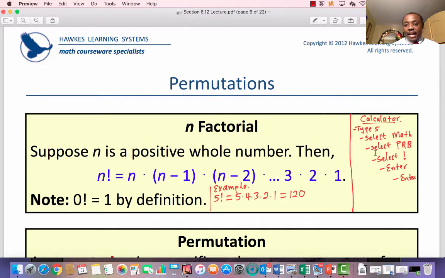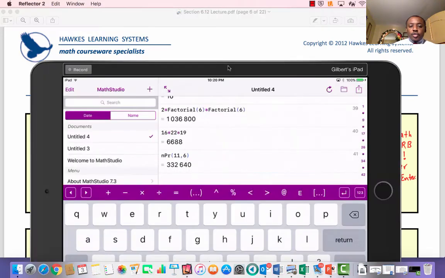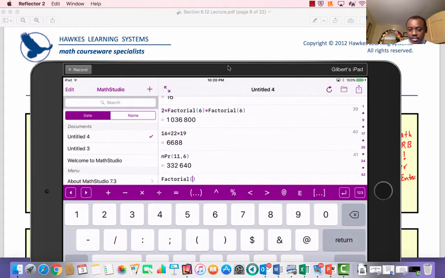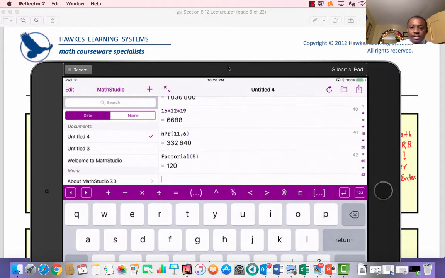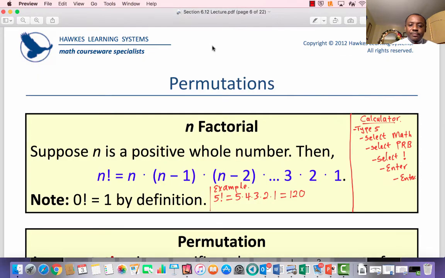So that is how you find factorial. Now, if you are using Math Studio, let me quickly show you how to get that. Just start typing FAC for factorial, and you should see it right there. Select factorial, and right there between the parentheses, type 5 and hit return, and that should give you 120. As easy as that. Okay, that is it for users of Math Studio.